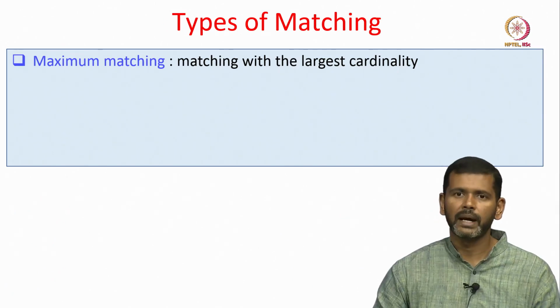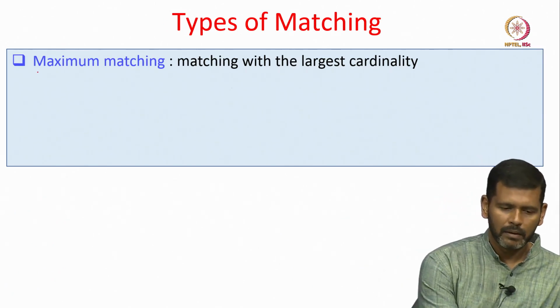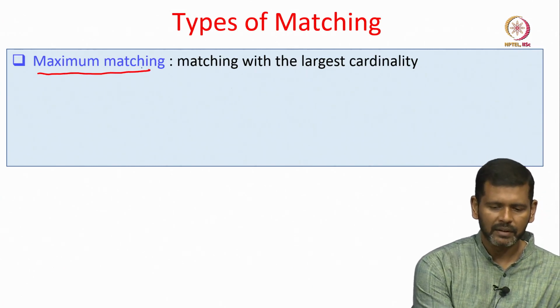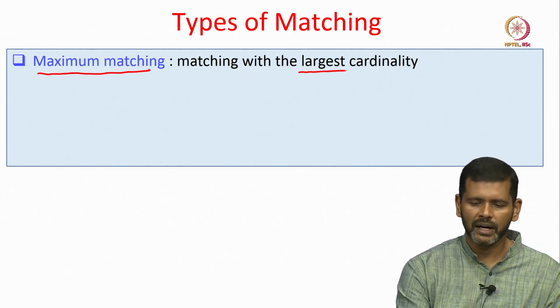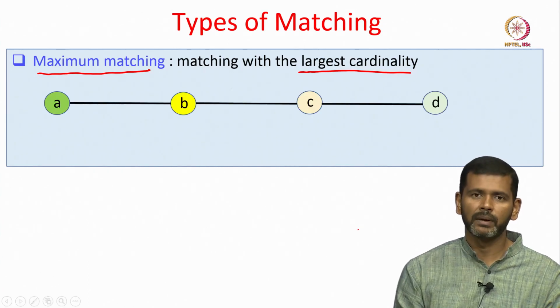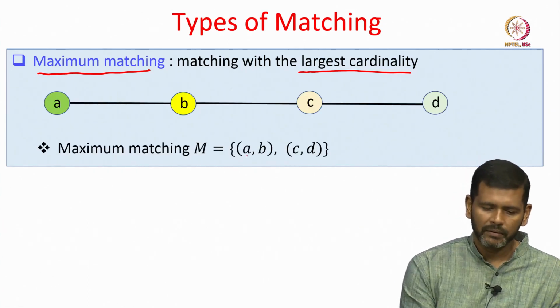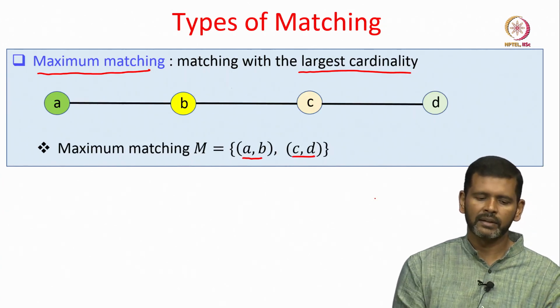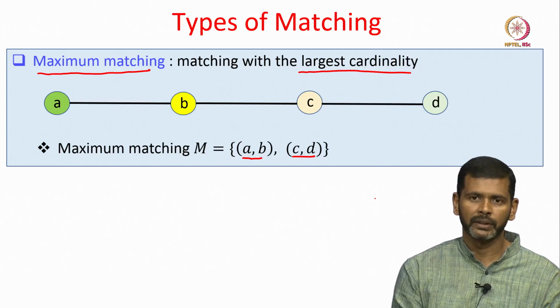Now, there are different types of matching. Maximum matching means a matching with the largest cardinality. So, for instance, if I take this simple graph, then if I take the edges AB and CD, then it constitutes a maximum matching.